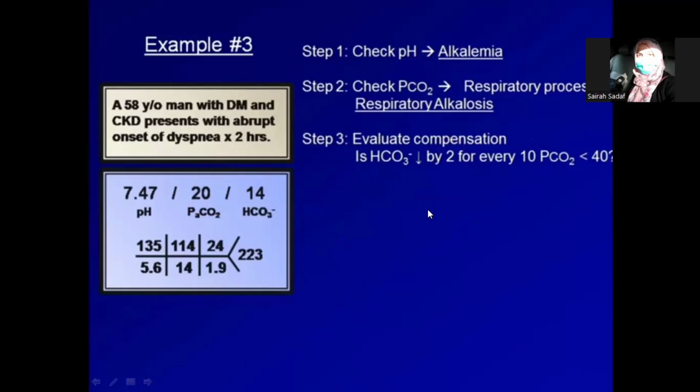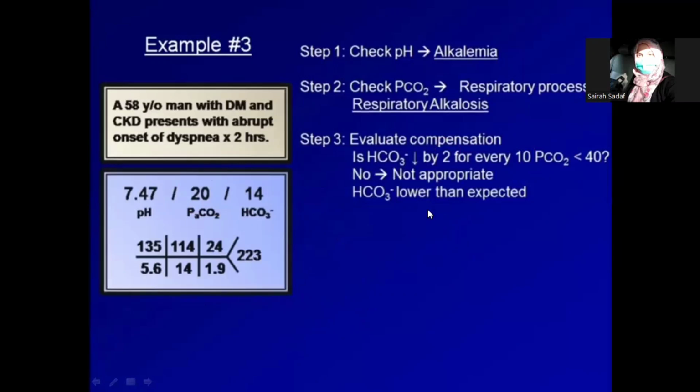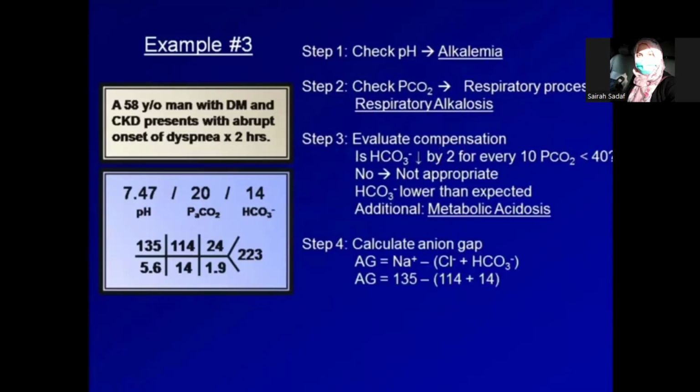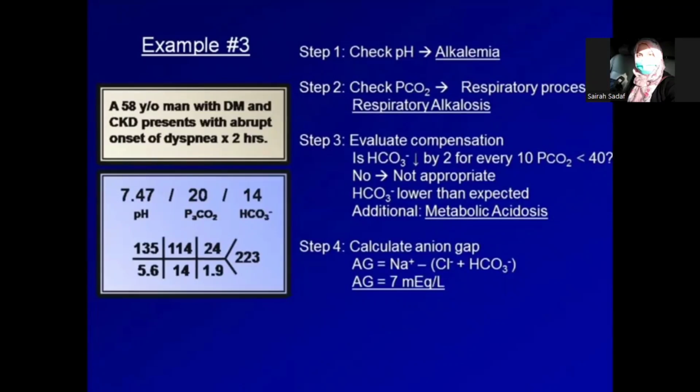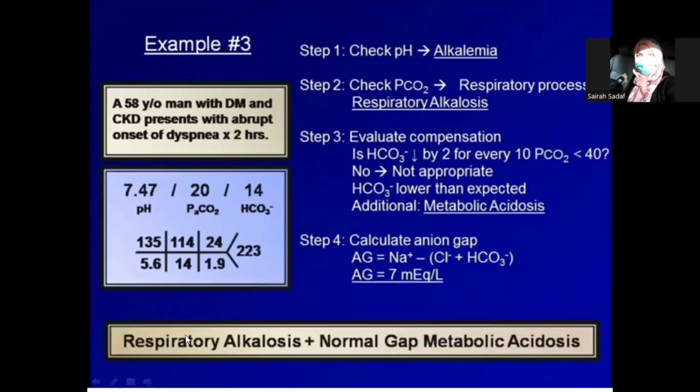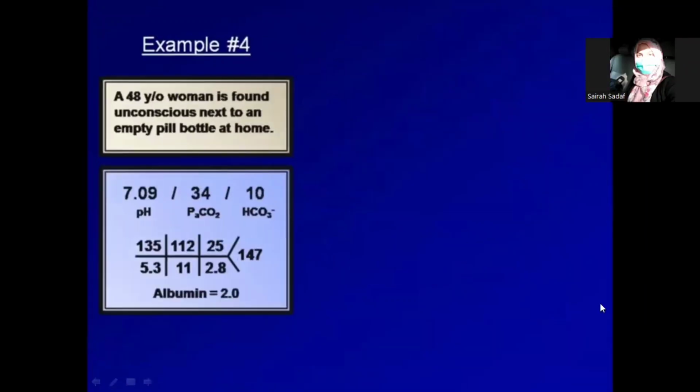Now, when there is a metabolic acidosis, what do we have to do? We have to calculate or measure the anion gap. Okay. Now you have to calculate the anion gap. It is 7. That is actually normal. So the patient is having respiratory alkalosis with normal anion gap metabolic acidosis. Okay, you got it? So we will go to our next slide. Now kindly solve it.